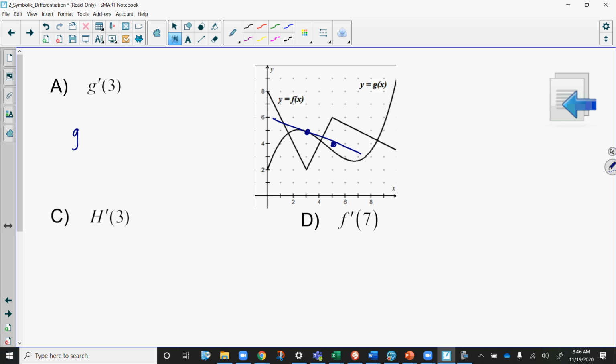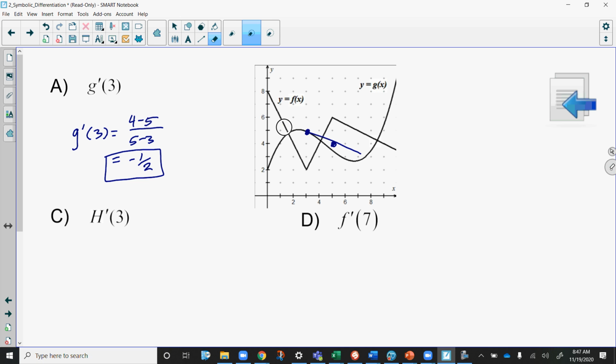But here I'm looking at g prime of 3 to be the difference quotient of those. So I'm going to say 4 minus the 5 over the 5 minus the 3 for the change in the x's. So that works out to be a slope of a negative 1/2. And that all looks pretty close to what the line that I drew was.